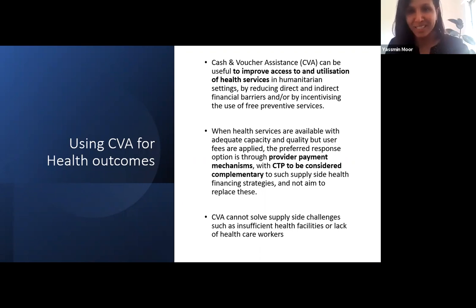But I again reiterate that when health services are available, provider payment mechanism should be the optimal, and then CVA can, for instance, set up a mobile clinic, but if there's issues with transportation, then provide cash to be able to access that mobile clinic. And then finally, cash cannot solve any supply related issues, which I mentioned previously.